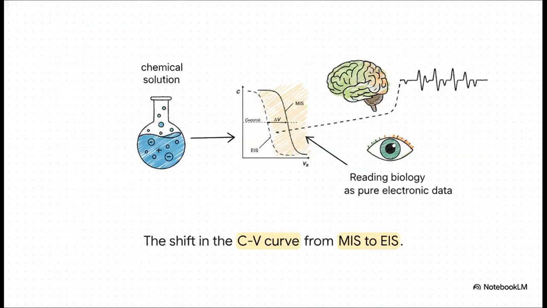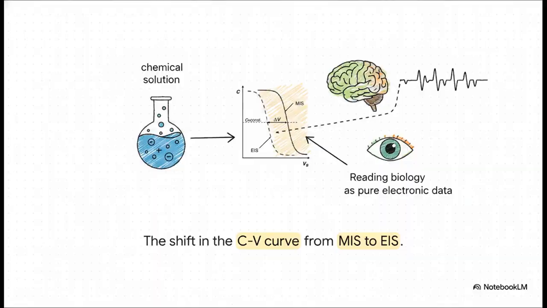And here is the absolute visual eureka moment. Because the chemical ion concentration in the liquid directly modifies the threshold voltage, changing the fluid actually physically shifts the entire CV curve left or right along the voltage axis. We just measure that shift, that delta V, and suddenly we know exactly what's happening in the chemical solution. We are literally reading biology as pure, measurable electronic data.